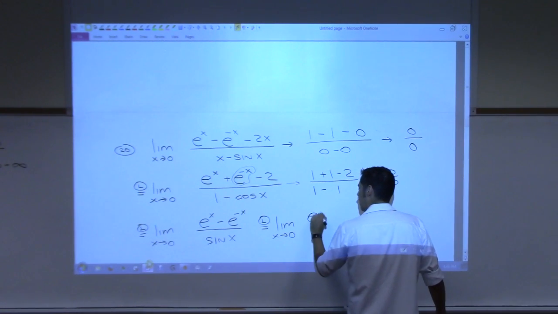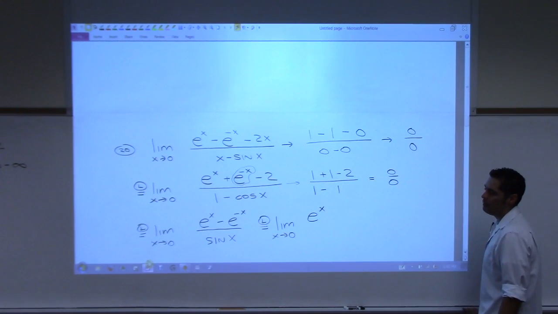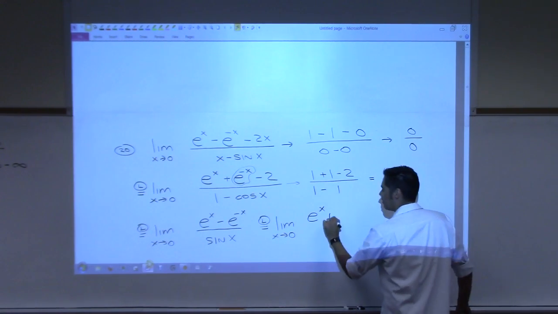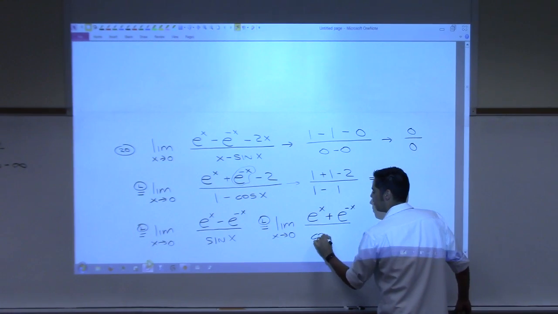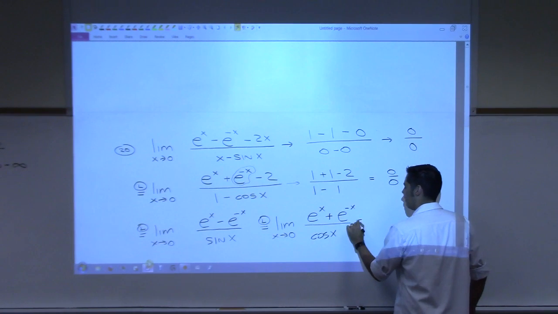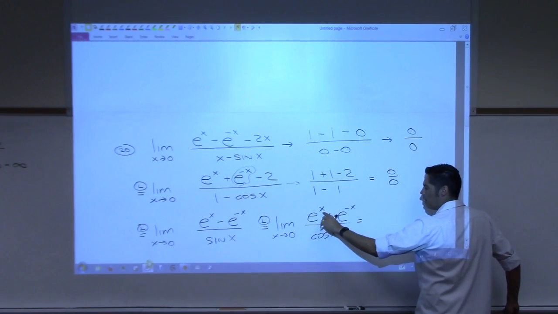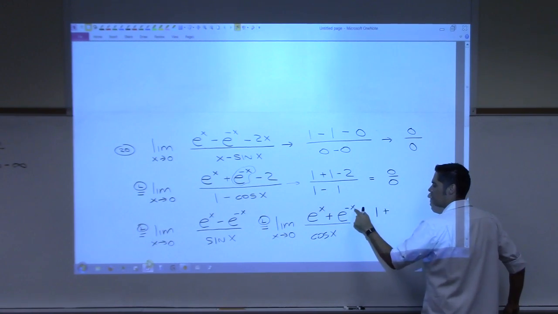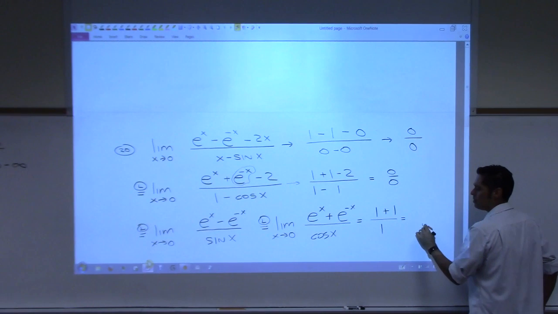What is the derivative of the top here? Plus e to the x plus e to the negative x, over cosine x. Now e to the 0, 1, plus e to the 0, 1, over 1. The answer is 2.